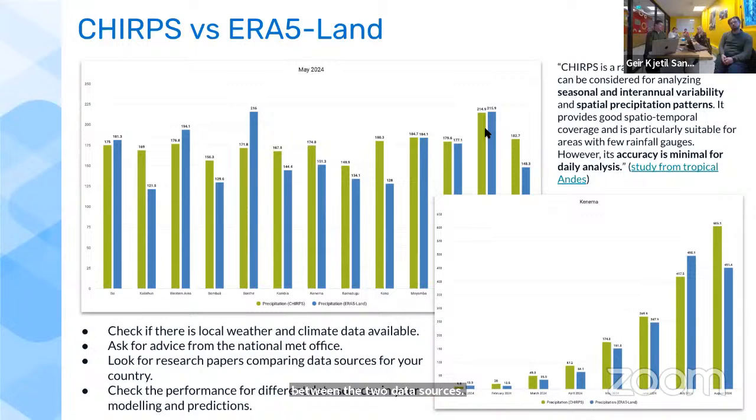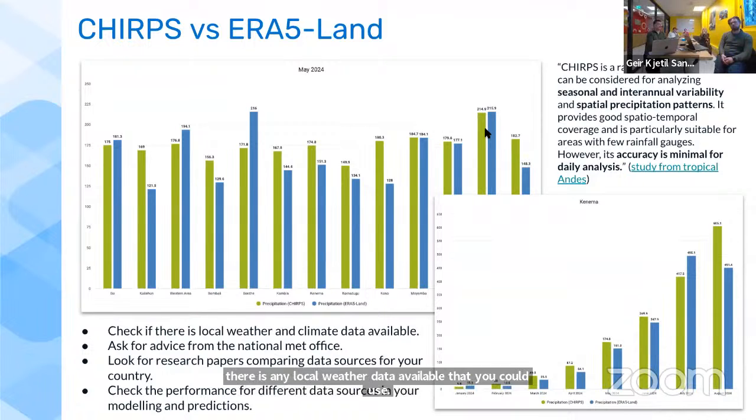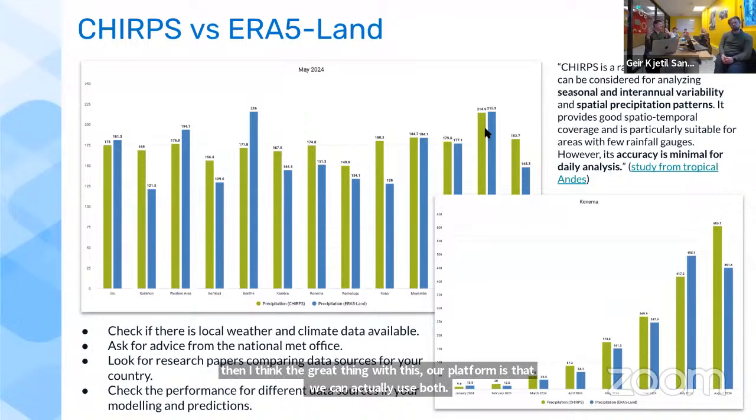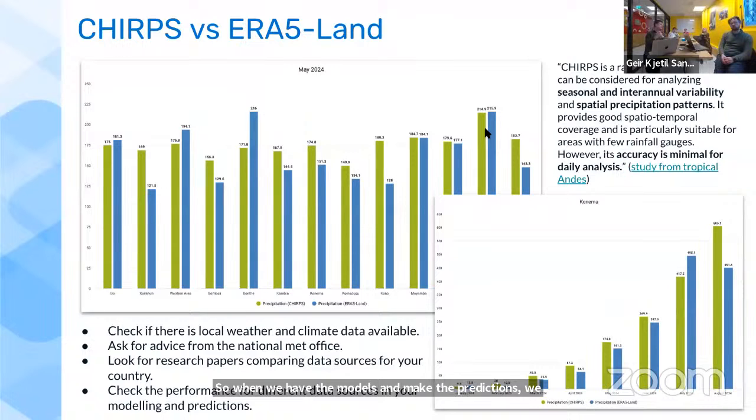I would often start checking if there is any local weather data available that you could use. And also use the National Met Office. They are the experts in the country to ask for advice. I see there are a lot of research papers for different countries comparing these 2 data sets. So just make a search and see which one is performing better for your country. And then I think the great thing with our platform is that we can actually use both. So when we have the models and make the predictions, we can feed in both data sets and we can see which actually gives us the best predictions.